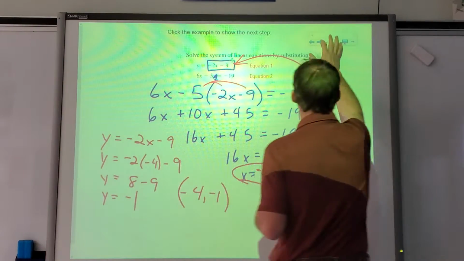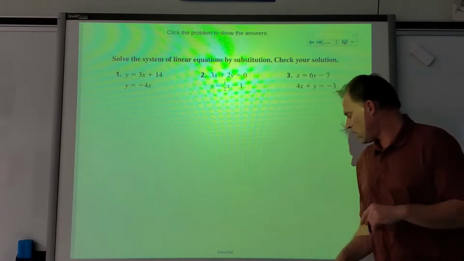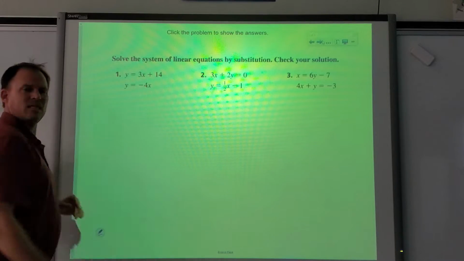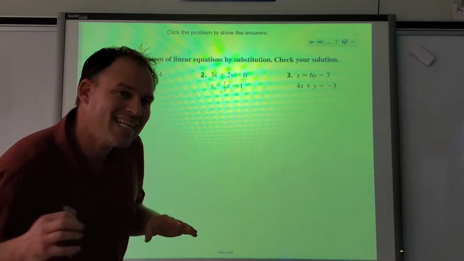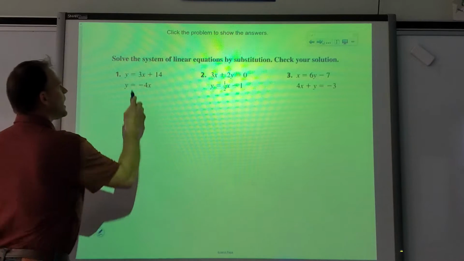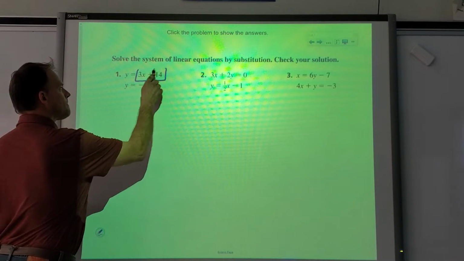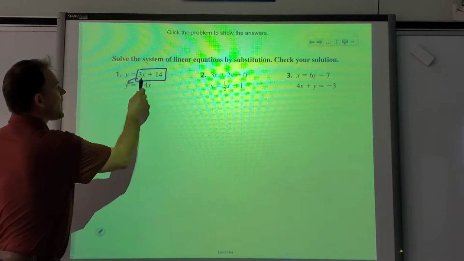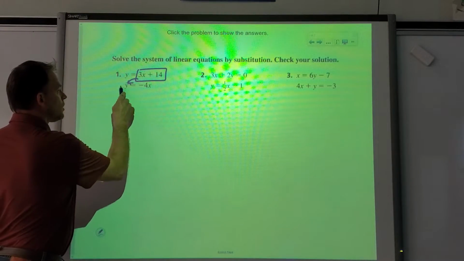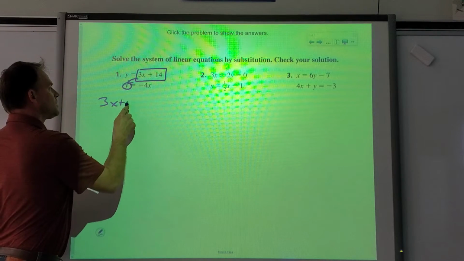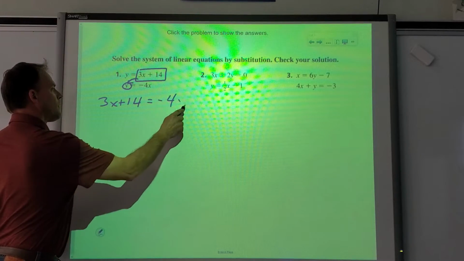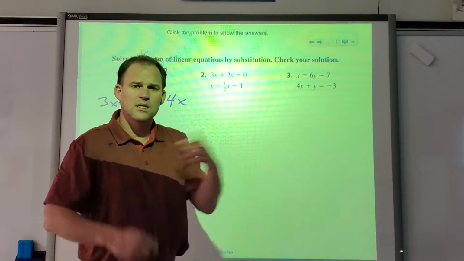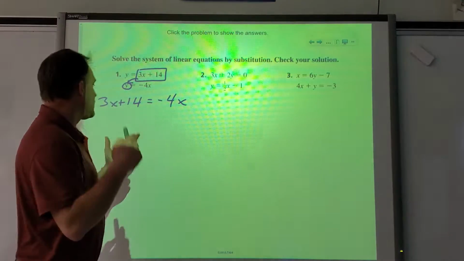Let's do it again. So, number one, it's going to look a little bit different. I've got y equals this and y equals this. Which one do I substitute? It doesn't matter. Okay? So I'm going to take the first one and replace into the second one. So I substitute 3x plus 14 in place of the y in the other equation. The rest of the equation doesn't change. The equals minus 4x doesn't change. Solve the equation.